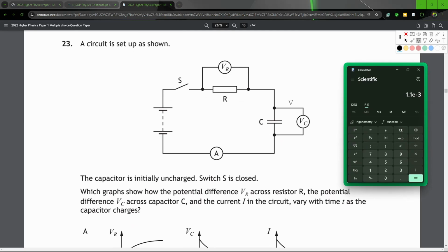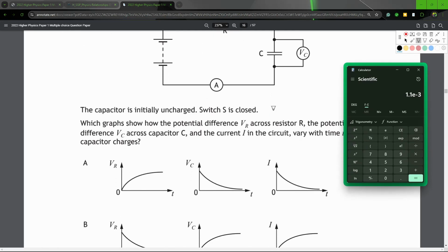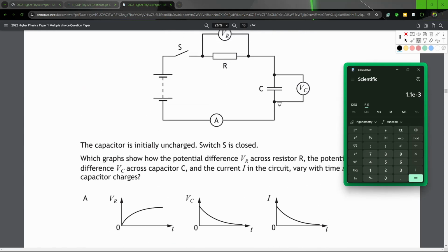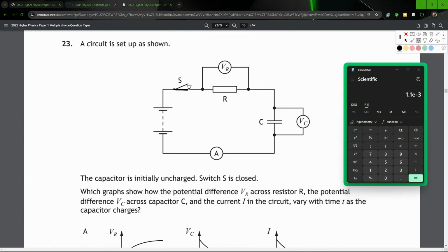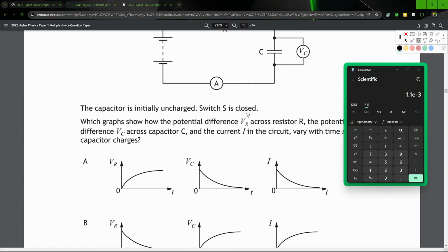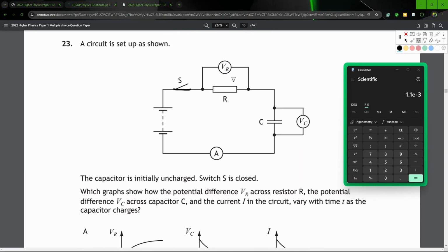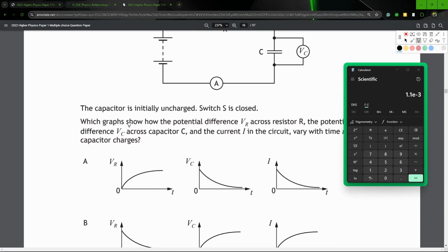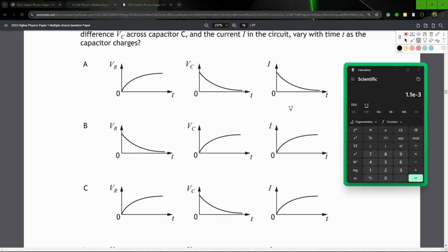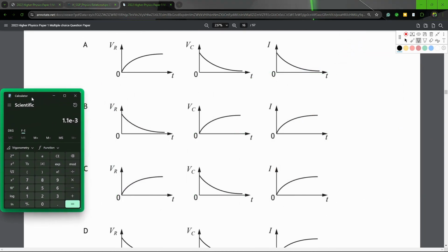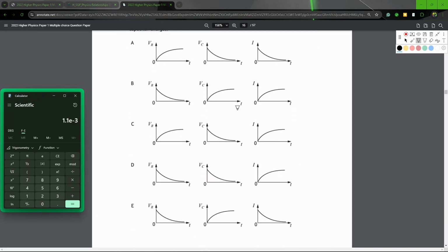A circuit is set up as shown. Ooh, looks to be complicated. The capacitor is initially uncharged. Switch S is closed, so this makes a complete circuit. Which graph shows the potential difference VR across resistor R, the potential difference VC across capacitor C, and the current I in the circuit vary with time as the capacitor charges? Ooh, and we got all these graphs. Okay, well, let's go through.